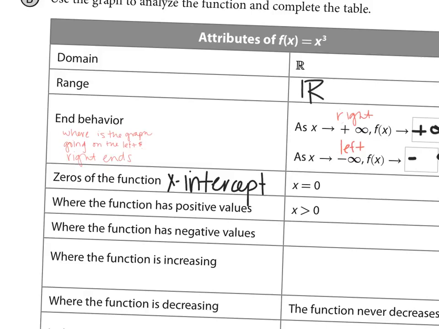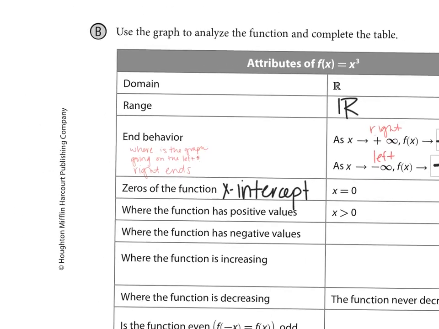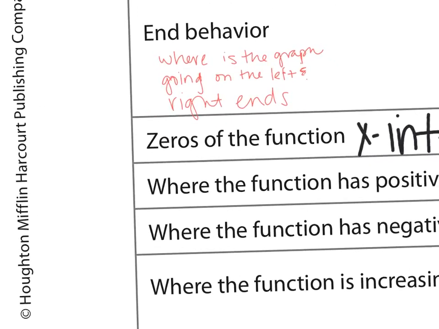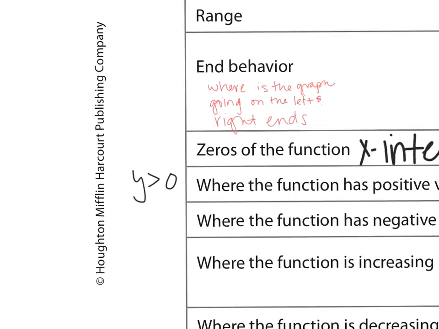So the next question asks you where the function has positive values. When it asks where the function has positive values, that is wanting to know where are the y's positive? Where are my y's greater than 0? That's what it's asking. So think about a graph with an x and a y axis. If your y's are greater than 0, where are you at? I'm above the x-axis. So if it's asking me where the function is positive, it's asking me where the graph is above the x-axis.